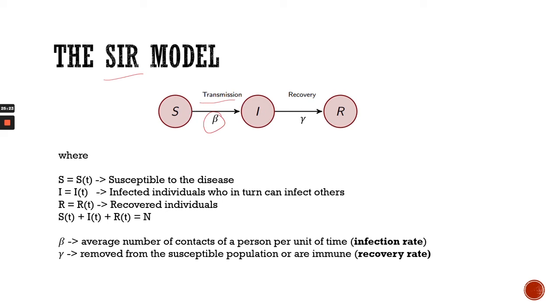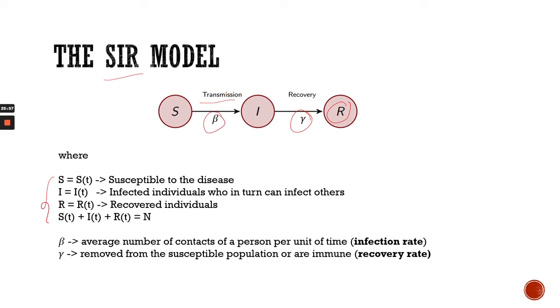And from the I compartment, na po siya transition rate of recovery rate of gamma. Okay? Meaning that person recovered and gained immunity from the disease. So, muna to ang mga notation. S stands for susceptible to the disease. I is for infected individuals who in turn can infect others. And R would be your recovered individuals who gain immunity from the disease.